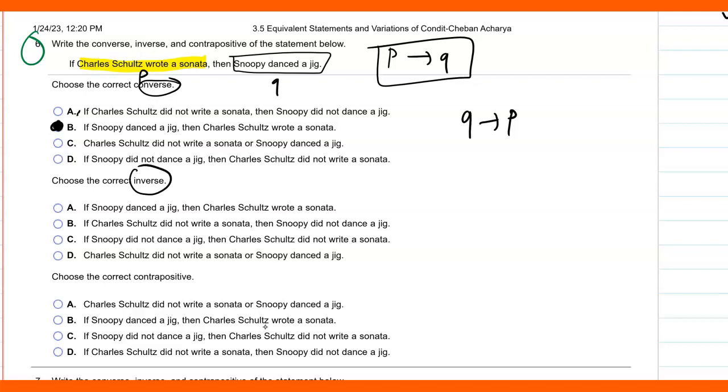Now for the inverse, what do you do? You just keep the order but negate each statement. Therefore, for the inverse, you keep the order but negate each statement. In other words, you read it that way: if Charles did not write a sonata, then Snoopy did not dance a jig. Therefore, the answer is B.